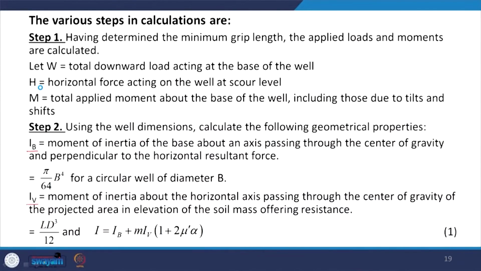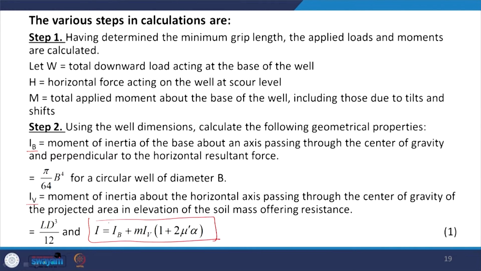So, IB is the moment of inertia of the base about an axis passing through the CG and perpendicular to the horizontal resultant force, and this is given by pi by 64 B to the power 4. IV is the moment of inertia about the horizontal axis. If you draw a horizontal axis which is again passing through the CG, and the projected area in elevation of the soil mass offering resistance. So, IB is about the vertical axis and IV is about the horizontal axis, and this is given by L D cube by 12. If IB and IV are known, then I, the moment of inertia, can be calculated from this relation.